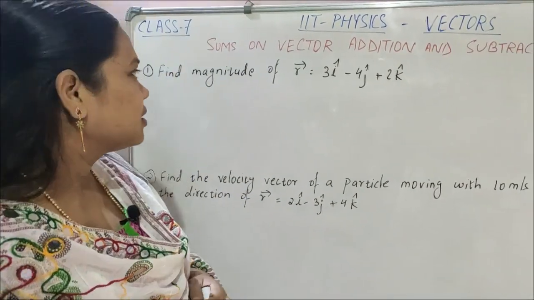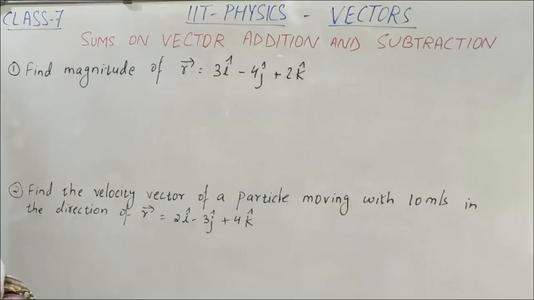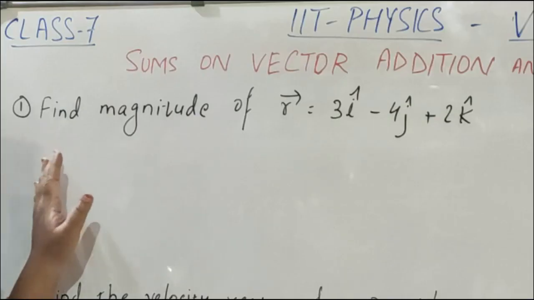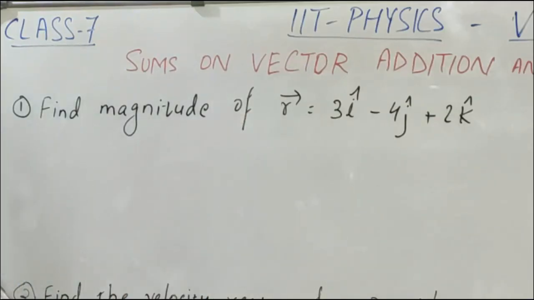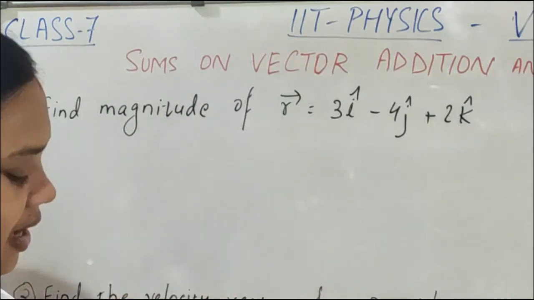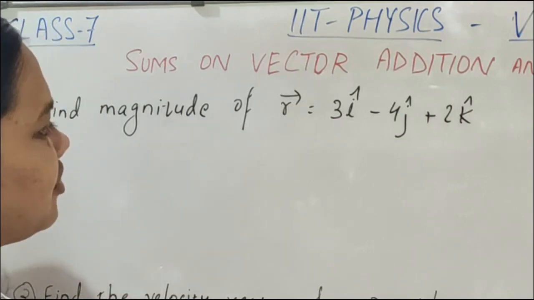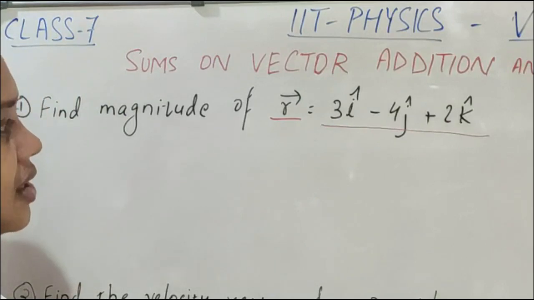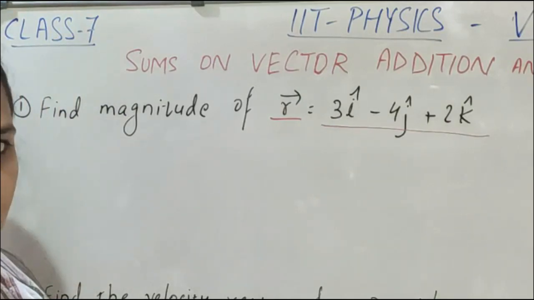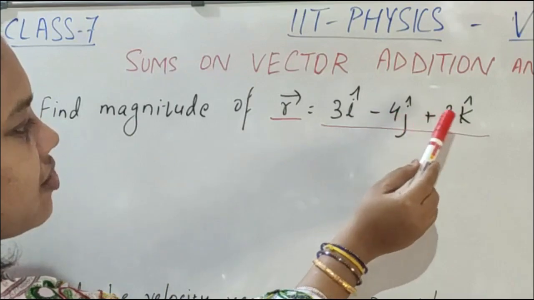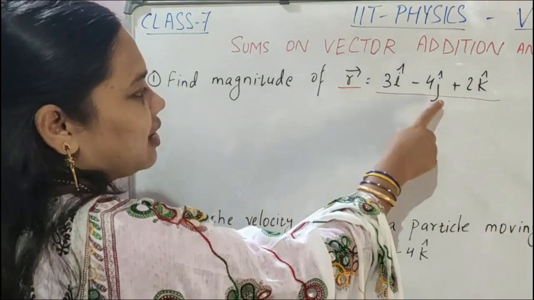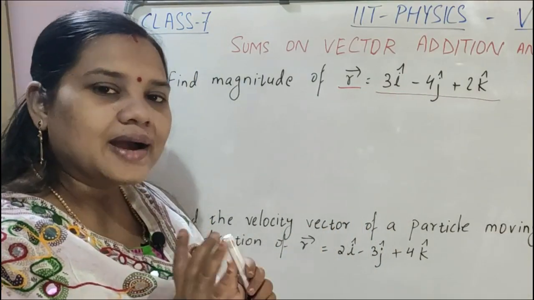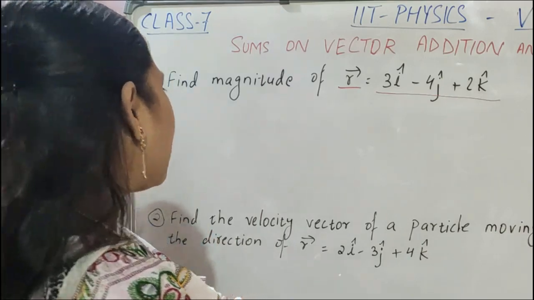So you can see on the board I have written some questions. We will discuss these questions. Question number 1. Find the magnitude of vector r is equal to this. Here a vector r is given: r vector 3i minus 4j plus 2k. So these all are what? Unit vectors. You have to find the magnitude of r vector.